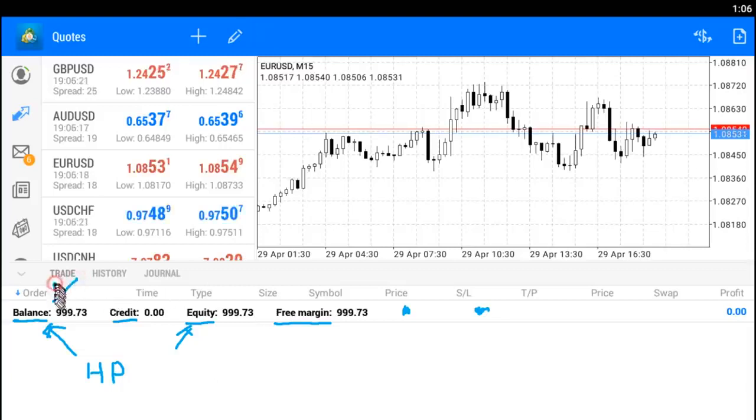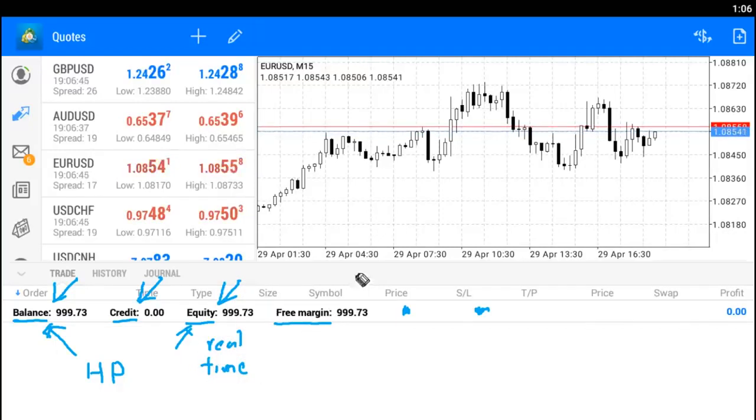Balance stands for the amount of money you have deposited plus the profit or losses of all finalized trades. Credits usually stands for bonus, like a deposit bonus or welcome bonus offered by your broker. Equity represents the real-time value of your trading account. This number is what you should focus on.